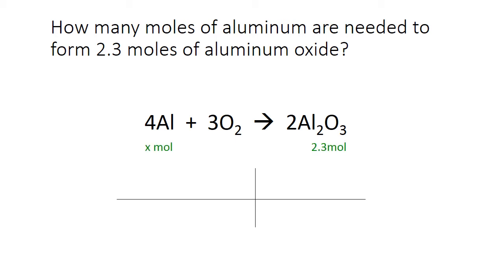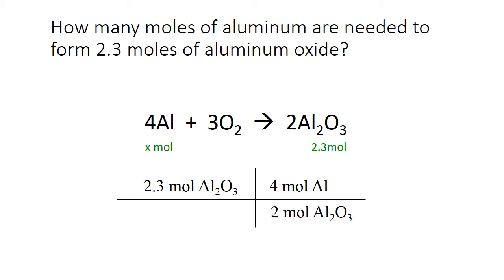So we look at what we're given in the equation. We're given 2.3 moles of aluminum oxide. We want to find moles of aluminum. So we start with what is given to us, which is 2.3 moles of aluminum oxide. Then we look at our molar ratio in our balanced equation. What we want over what is given. So we have 4 moles of aluminum, 2 moles of aluminum oxide, sorry.